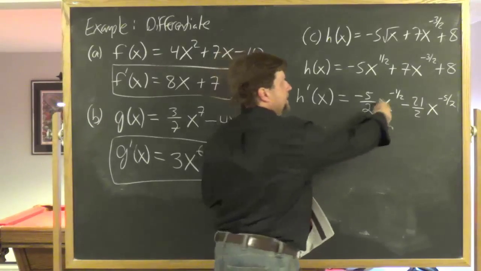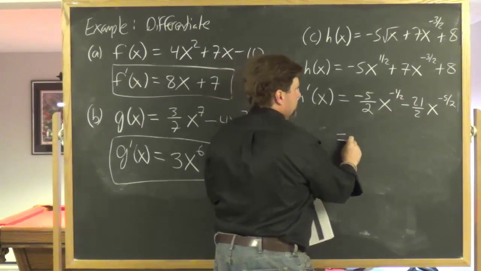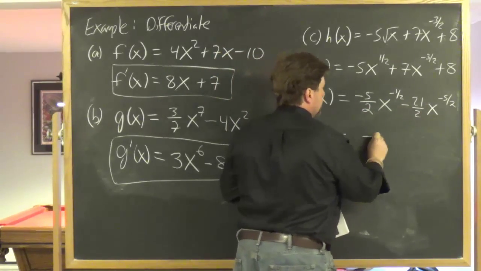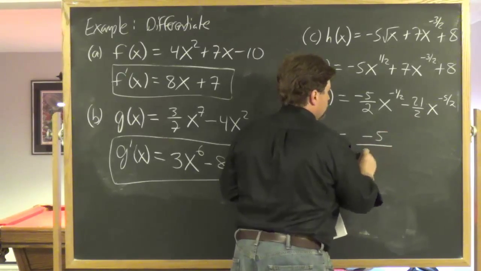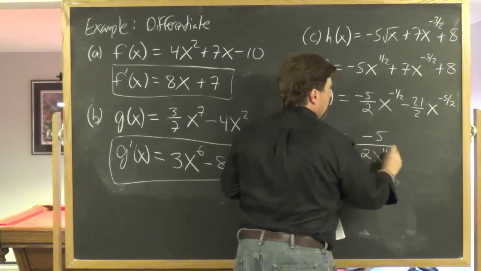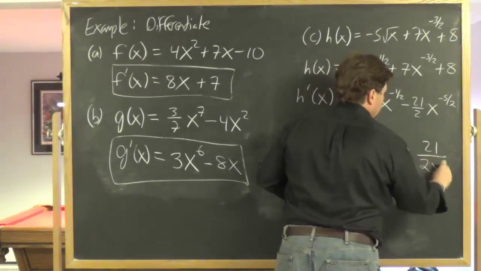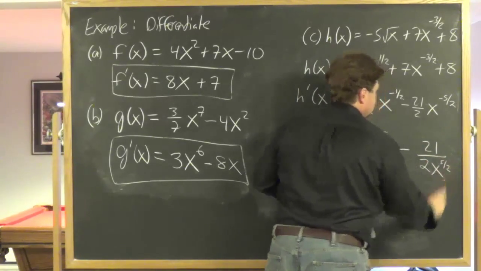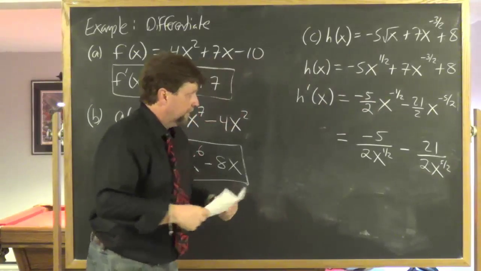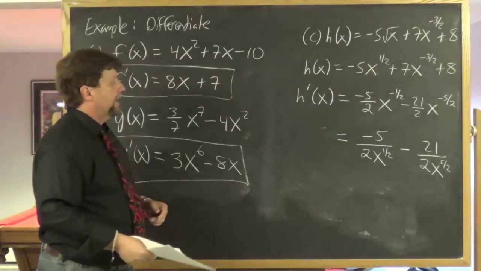And if you want to get rid of those negative exponents, you could simplify this to negative 5 over 2x to the positive 1/2 minus 21 over 2x to the positive 5/2. So that's it for this example.